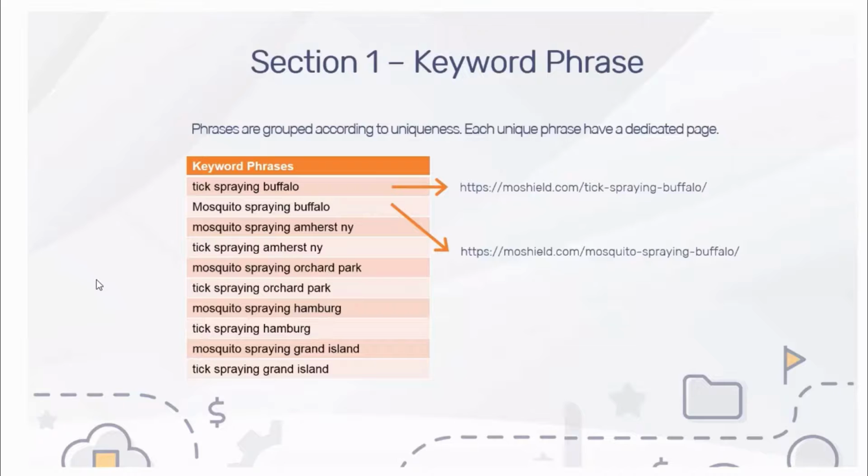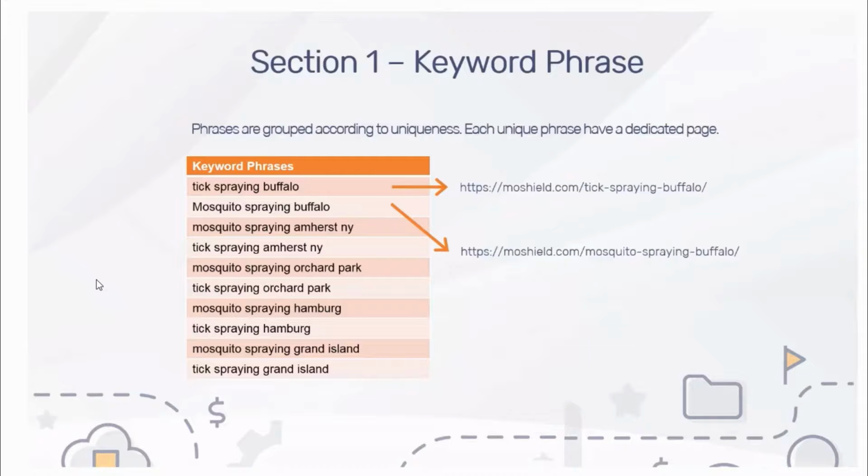SEO, search engine optimization, is the process of making a site relevant to search queries by Google. If somebody's looking for tick spraying and they're searching in Buffalo, then you want a page that is very relevant for that query to come up, and that Google will say, yeah, that page from that website is extremely relevant.